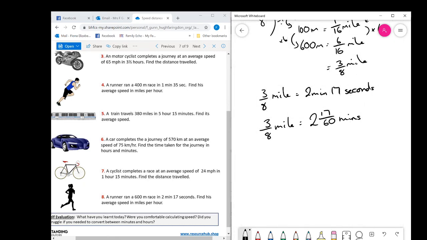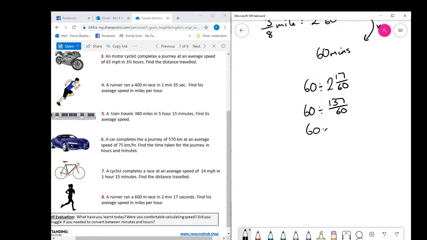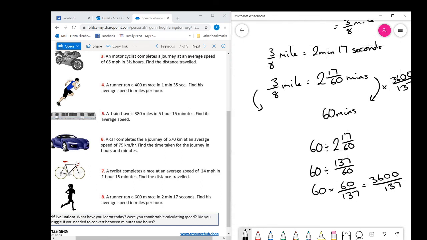I need to turn that into 60 minutes. So I've got to look at what do I times there. So then I have to do the divide. So I've got to do the same thing. 6 divided by 2 and 17/60. That's the same as 60 divided by 137/60. Flip it and times 60/137. 6 6s are 36, 2 zeros on the end over 137. So that's what I'm timesing it by.